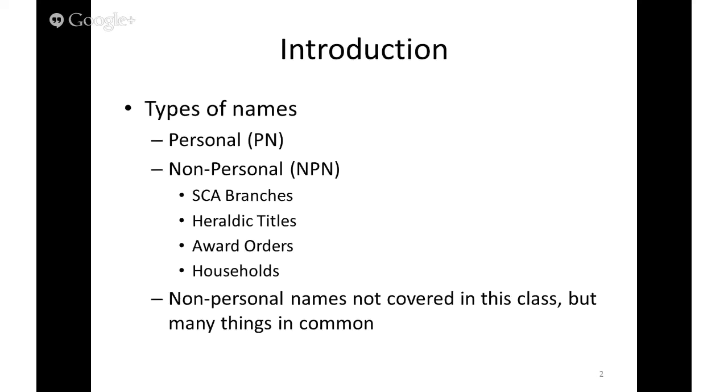So there are two types of names that are registered in the SCA: personal names, which are covered by SENA section PN, and non-personal names covered by NPN. Non-personal names are things like SCA branches, heraldic titles, award orders, households. I think that's just about it. We do not cover non-personal names in this class. Most of the rules are the same. There are a few differences, but most beginner heralds don't deal as much with NPN, so we will cover the personal names.